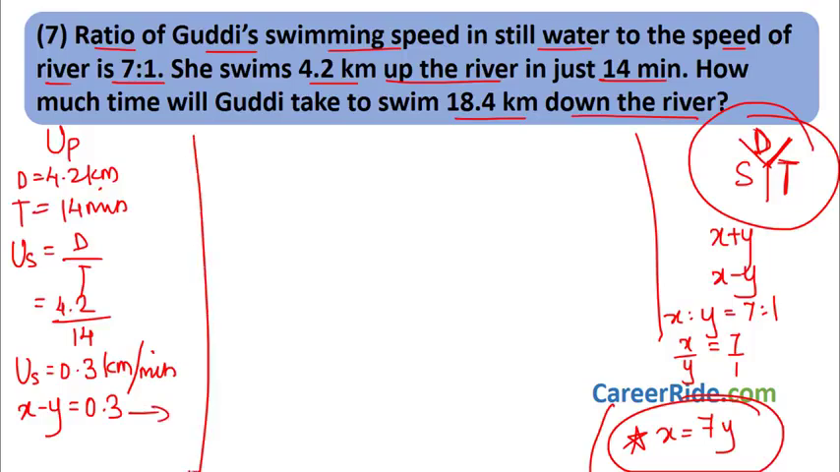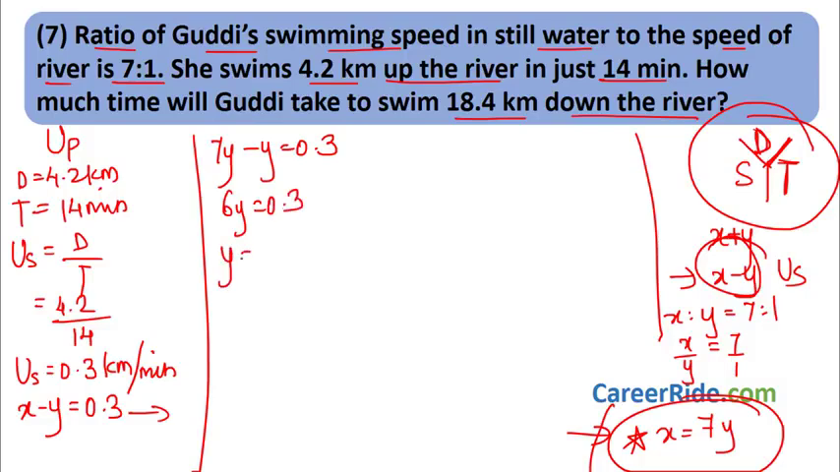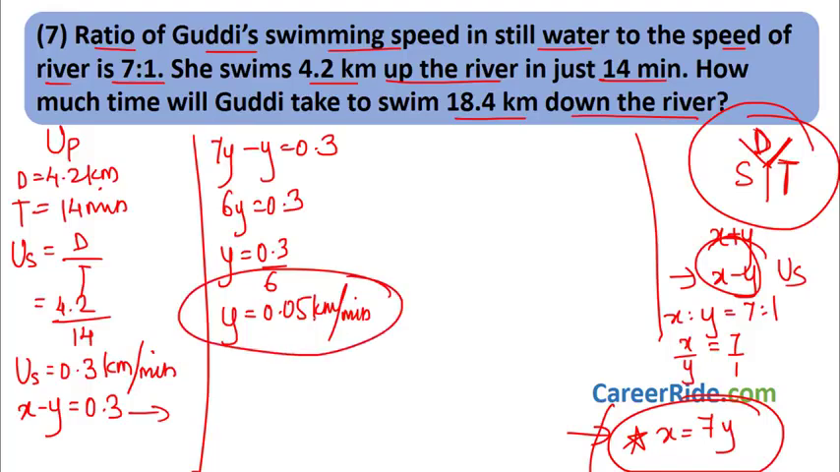So let's solve it over here. x minus y is 0.3. The value of x is 7y. From where did we get that? We get it from here, and also x minus y is the upstream speed over here. We know that, correct? So 7y minus y is 0.3. 6y is 0.3. y equals 0.3 divided by 6. y equals 0.05 kilometers per minute. This is the speed of the river.